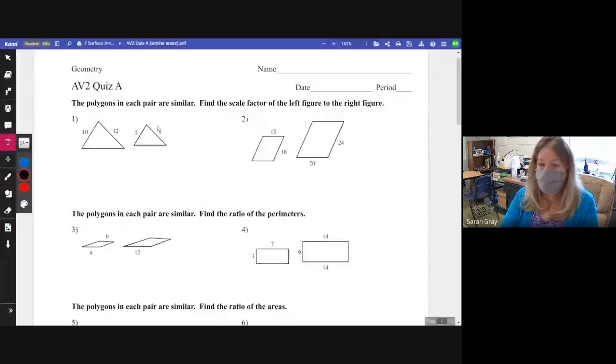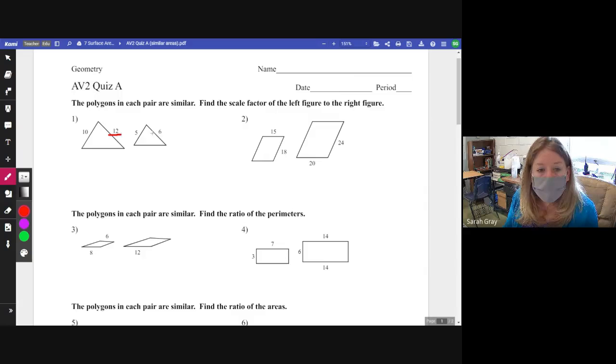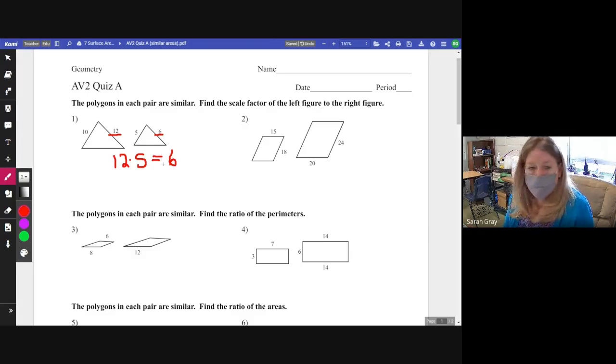This was the quiz you took a week or so ago. This is the same one. But just a reminder of how to do these. It's been a little bit. All right, polygons are similar. Find the scale factor from the left to the right. The scale factor is the number that you multiply the first shape by to get the second shape. So pick a corresponding set of sides, like 12 and 6. So 12 times whatever the scale factor is equals 6. So solve that for S. Scale factor in this case is going to be a half.